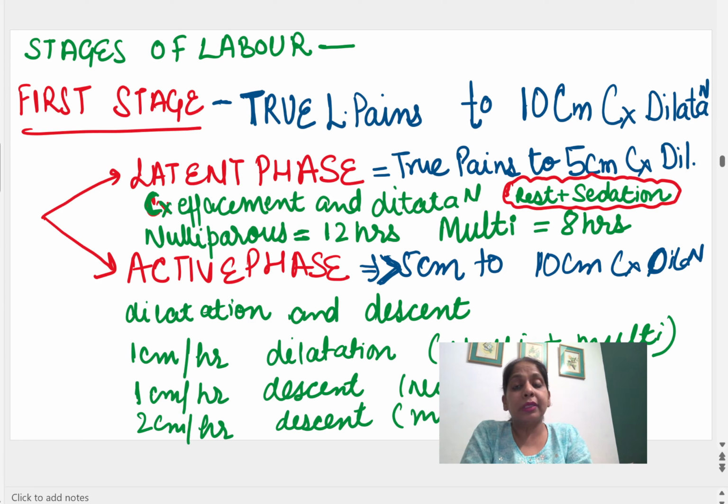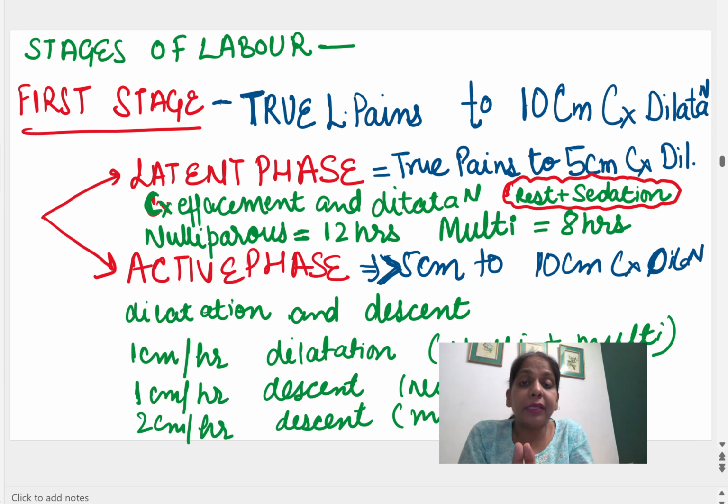This first stage is divided into two phases. Number one is the latent phase, up till 5 centimeter. First it was up till 3 centimeter, now it is up till 5 centimeter, so please don't get confused. We have got a question in INI-CET and NEET PG, in both exams. The latent phase starts from true labor pain to 5 centimeter of dilatation of the cervix.